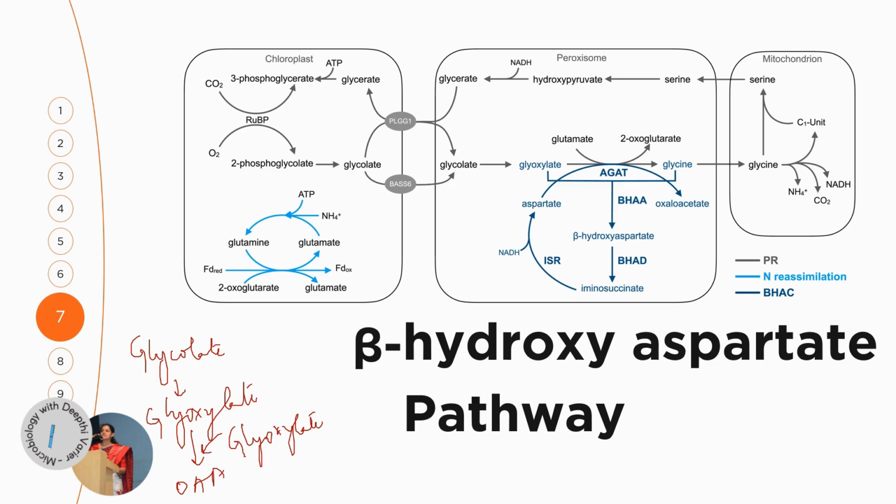These are the 3 pathways of glyoxylate metabolism. One is the dicarboxylic acid cycle, which is quite similar to the TCA cycle. Then we have the glycerate pathway where glyoxylate molecules combine to give us glycerate and carbon dioxide. And then we have the beta hydroxy aspartate pathway where glyoxylate molecules combine to give us oxaloacetate. These are the 3 pathways by which organisms can assimilate or utilize the 2 carbon compounds, namely glycolate and glyoxylate.